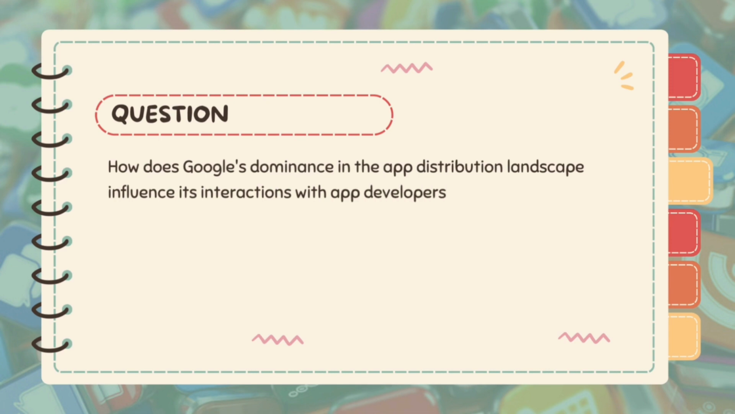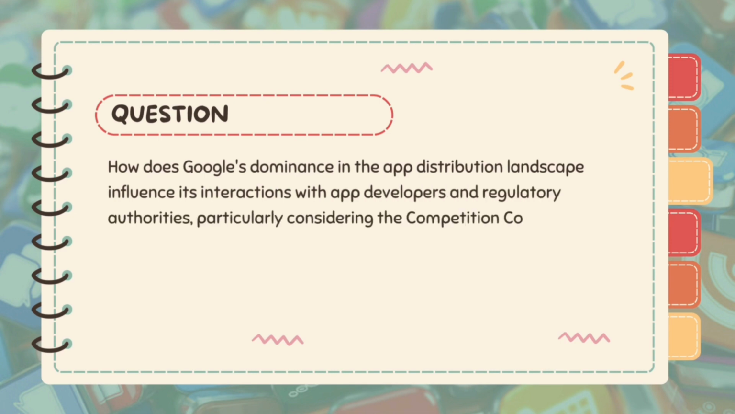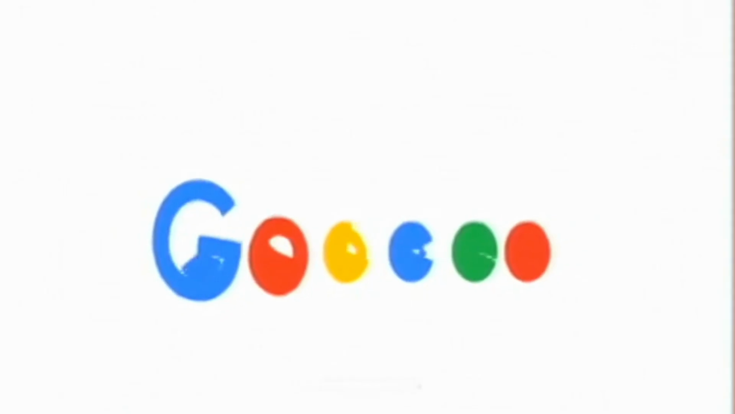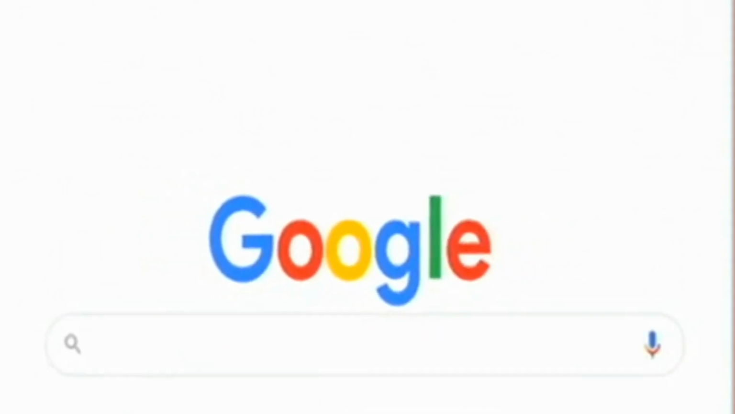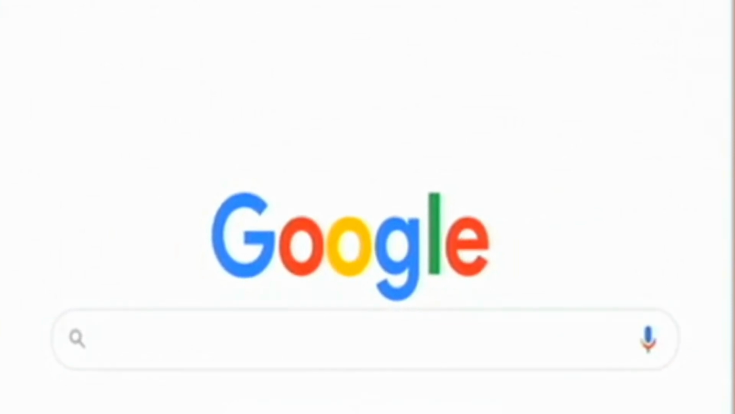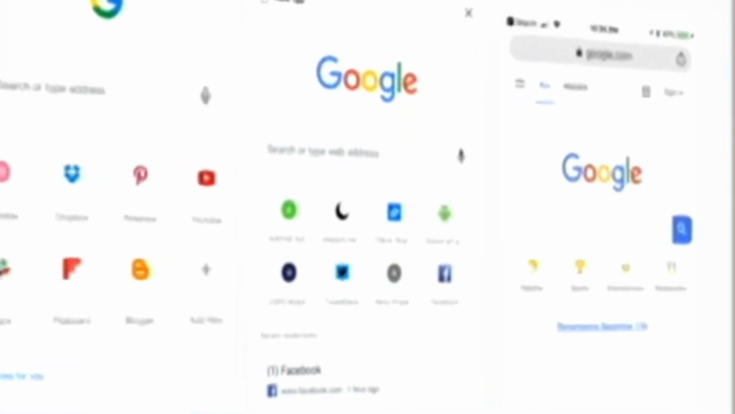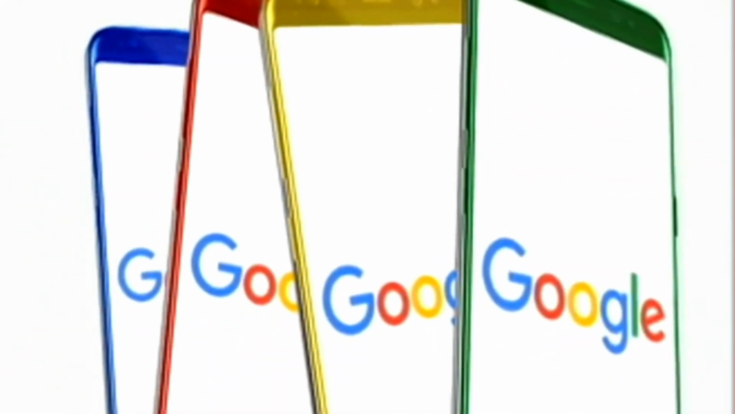Ahead, let's figure out how Google's dominance in the app distribution landscape influences its interaction with the app developers and regulatory authorities, particularly considering the Competition Commission of India's response favoring Indian startups in the dispute over Google's payment policy. Google's dominance in the app distribution landscape significantly shapes its interaction with app developers and regulatory authorities. Despite the Competition Commission of India's response favoring Indian startups, Google's dominant position gave it substantial leverage and influence in the following manner.